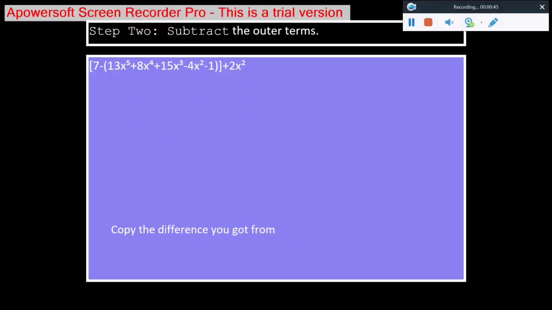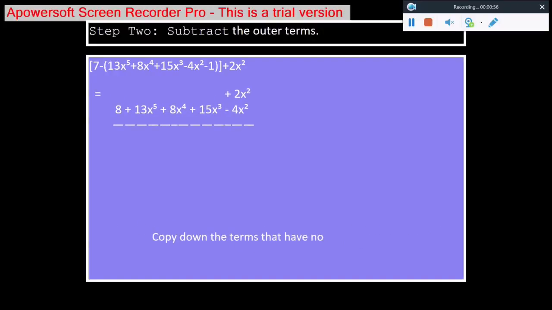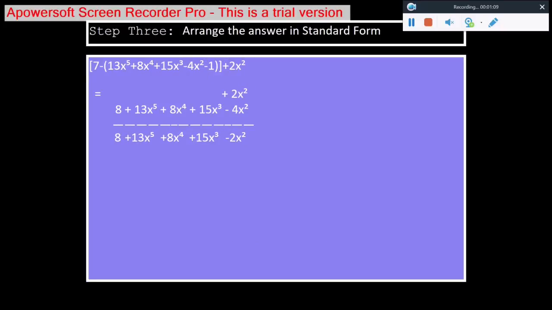Then, you copy the difference you got from a while ago and subtract it to the term outside the grouping symbol. Copy down the terms that have no common term. Subtract 2x squared by negative 4x squared, and we arrange the answer in standard form. So, now we have the final answer.